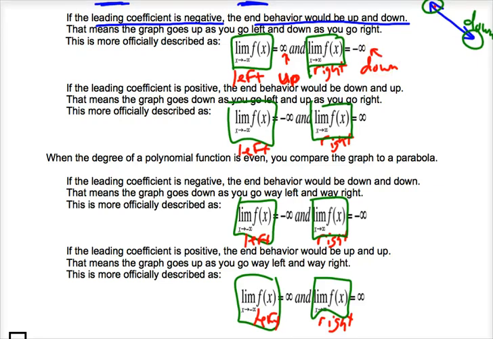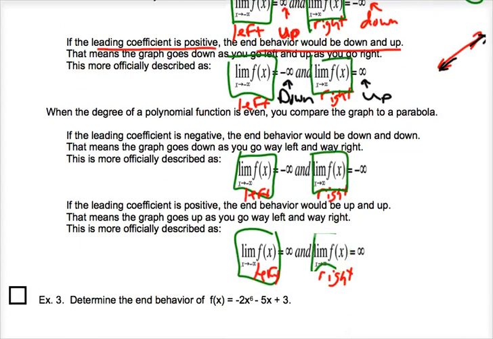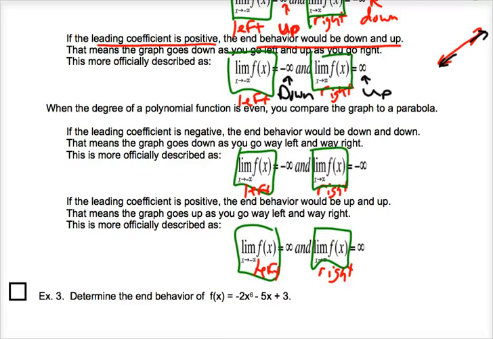My next one, I've got a coefficient that's positive. So my end behavior is down and up. That means it's like a line that goes up. So as I go to the left, I go down, and as I go to the right, I go up. Positive infinity is up, negative infinity is down. Those are if I have x to the first, x to the third, x to the fifth, x to the seventh, that type of thing.